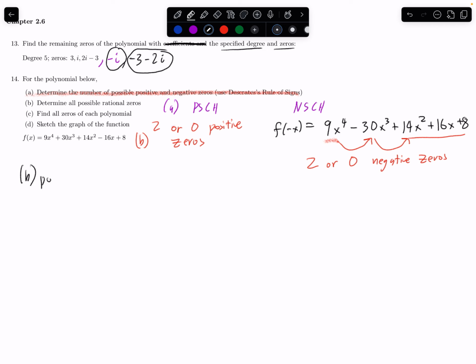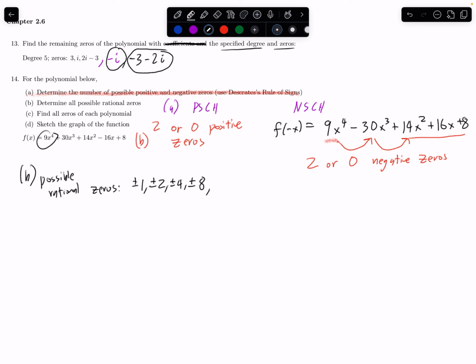Possible rational zeros. Okay, that comes from the last and the first term, right? And the numerator of a rational zero should divide that last term 8. The denominator should divide 9. So starting with the numerator and dividing by 1, right? It's going to give me plus or minus 1. Things that divide 8, plus or minus 2, plus or minus 4, and plus or minus 8. Those are things that divide 8.